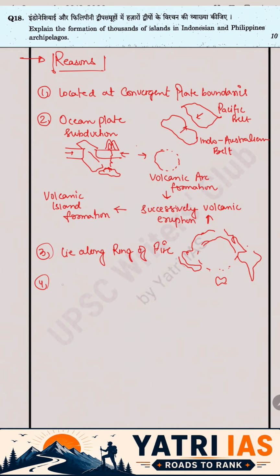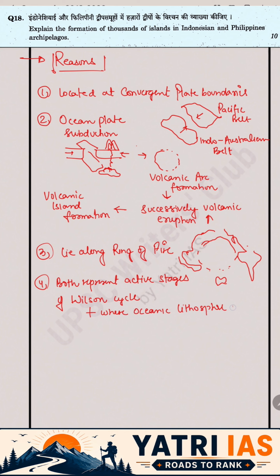Then you would mention both represent active stages of the Wilson cycle, where oceanic lithosphere is consumed through subduction, as a result creating volcanic islands.